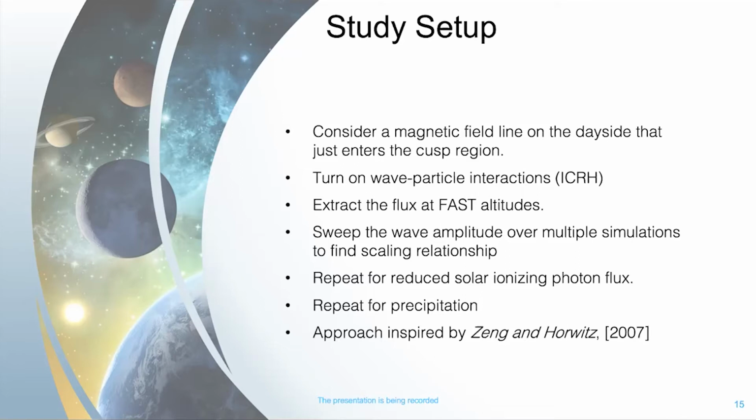We're going to repeat this for different solar ionizing fluxes, so different solar EUV input. And we're going to repeat it for different precipitation. Now, as we increase the solar UV input, we're going to change the thermosphere background, but we're also going to change the ionization rate and the production rate, which is going to affect the limiting flux. And the same with the precipitation. The precipitation will give you additional heating, but it will also give you additional ion production. So this is an approach that was inspired by a paper from Zeng and Horwitz, and we're building on that approach by introducing these other factors into the simulation.